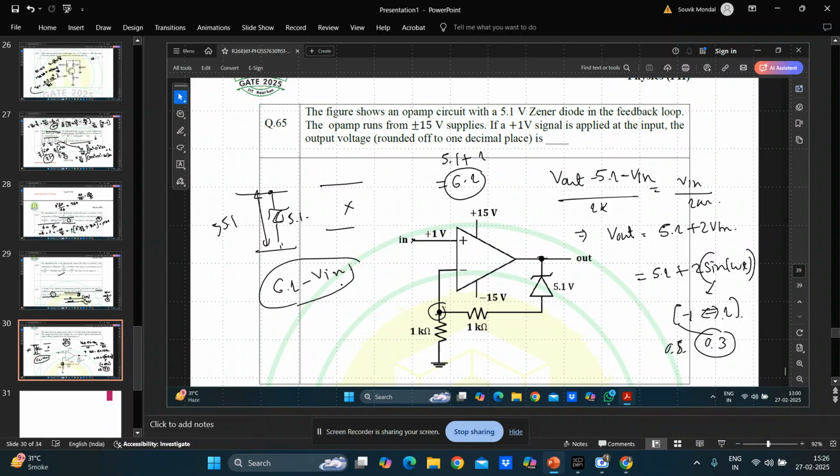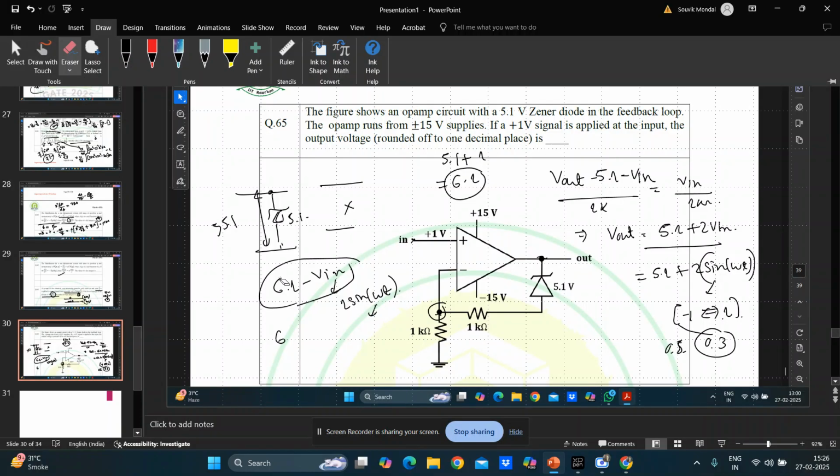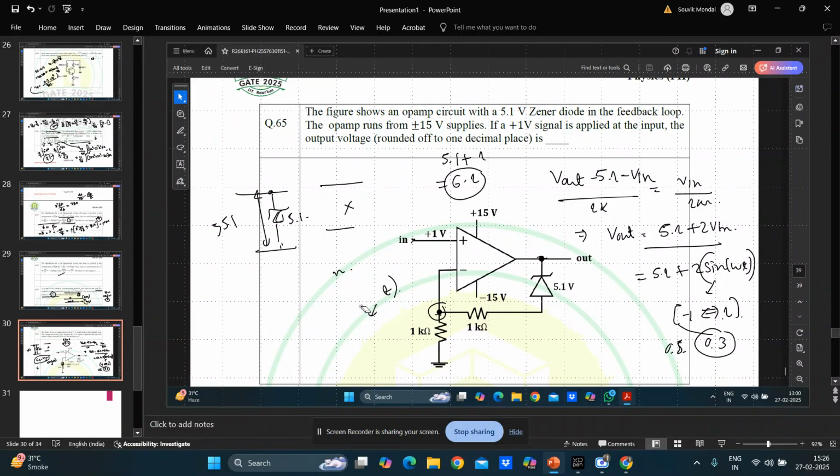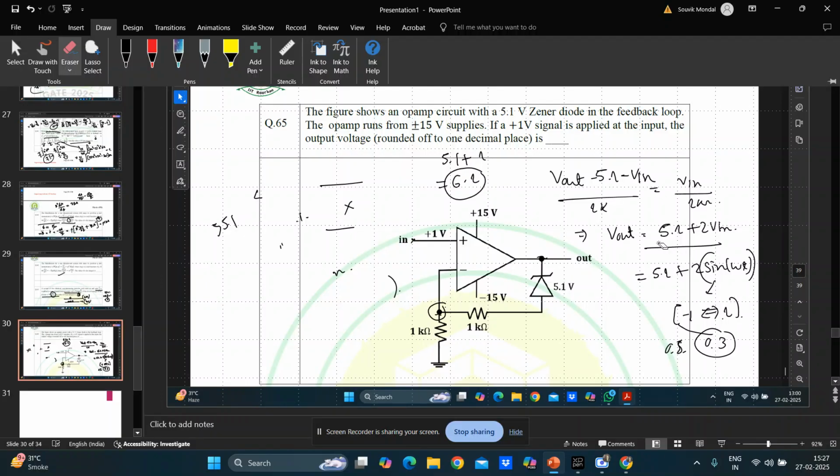So when V in is 1 sine omega t, it can take values from minus 1 to 1. So when sine omega t is 1, sorry. Let's not go into this. So your V out is this value, okay.